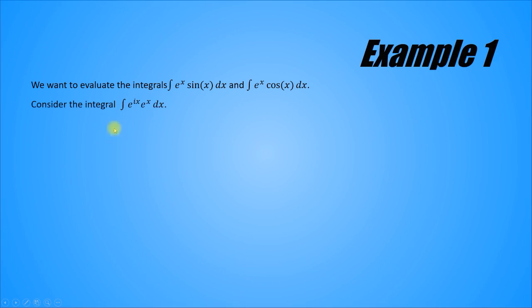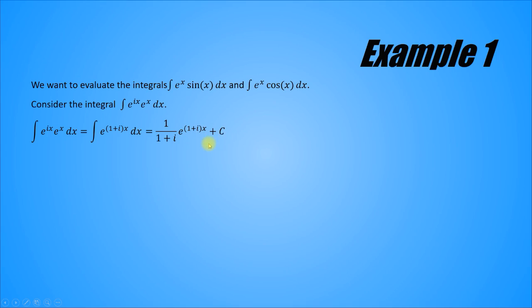So to proceed, we'll consider the integral of e to the ix times e to the x dx. And this integral is going to be a lot easier than the 2 integrals in the line above because we can take advantage of the rules of exponents. And here I've done just that. I've combined the two exponentials in the integrand to get e to the (1 plus i) times x. And this function is easy to integrate. We get 1 over (1 plus i) times e to the (1 plus i) times x, plus c.